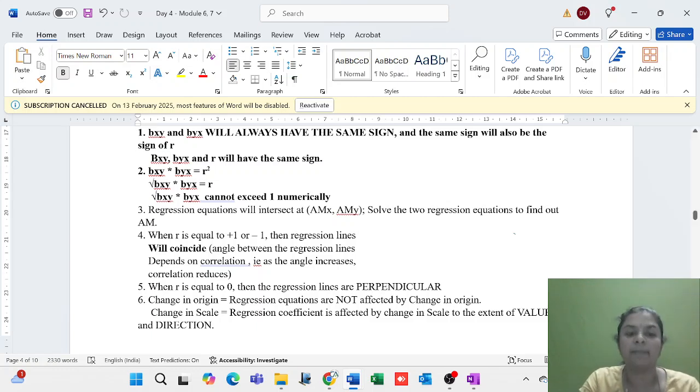Okay. So, this is the major property, the first 3 properties. This is very important even from your practical questions perspective. Go through and please make a note.